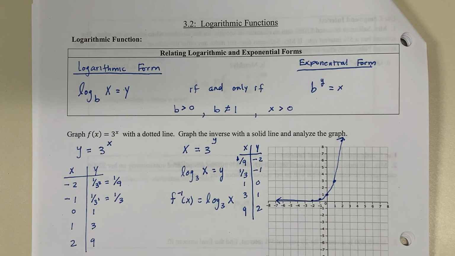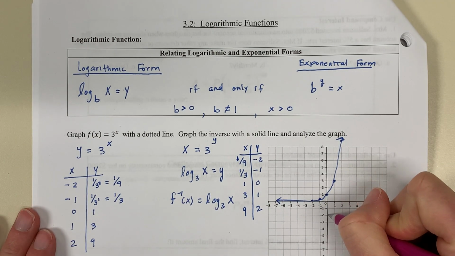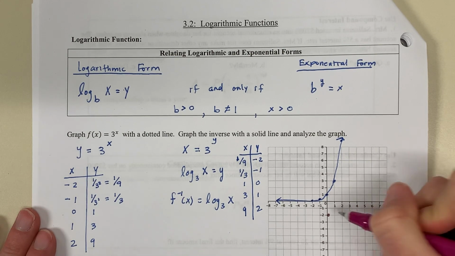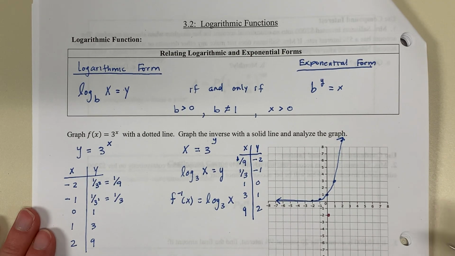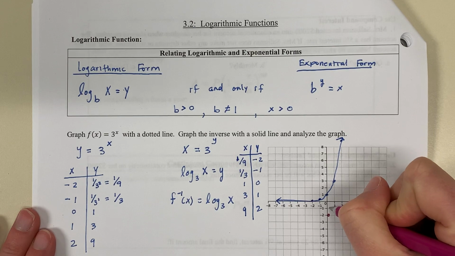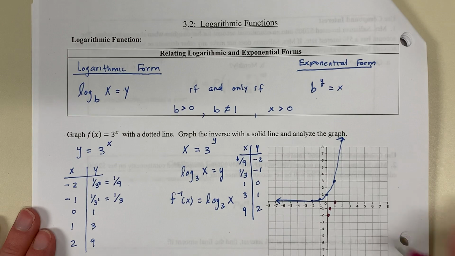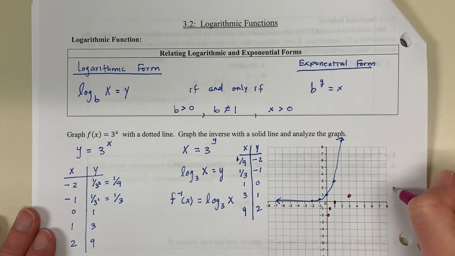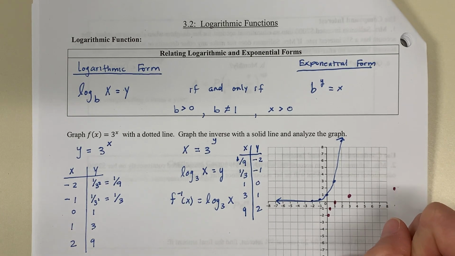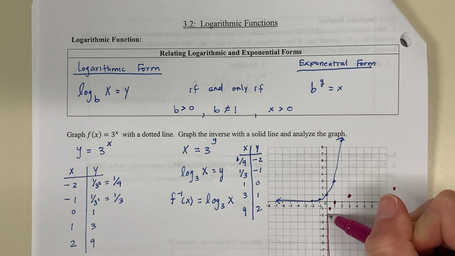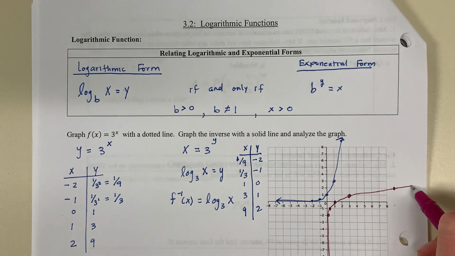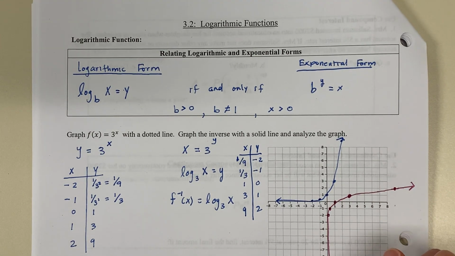So I'm going to graph this table, the ordered pairs. So I have 1/9, -2. So I'm going to go right 1/9 and down 2. 1/3, -1. So I'm going to go right 1/3, down 1. I have 1, 0, 3, 1, and 9, 2. Logarithmic functions have vertical asymptotes, where exponential functions have horizontal asymptotes.